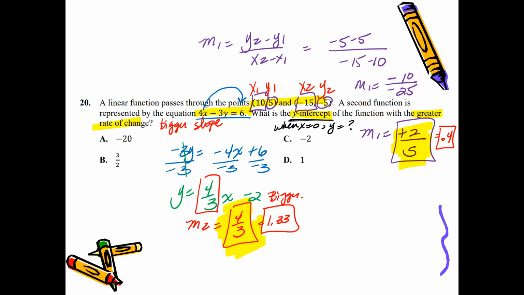And I know this is kind of a hard question because you have 2 different parts. You got to figure out which slope is bigger and then you got to find the y-intercept. I mean, these test questions are somewhat difficult, you guys, and I totally understand.